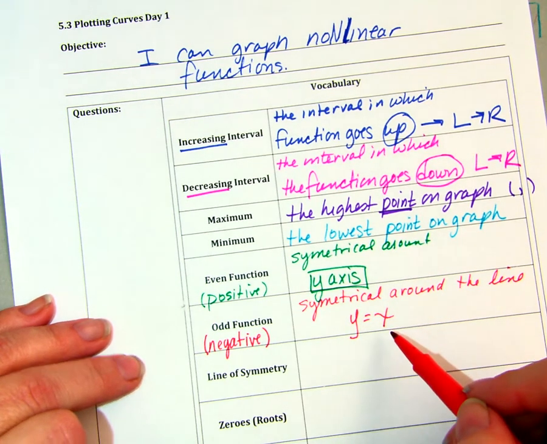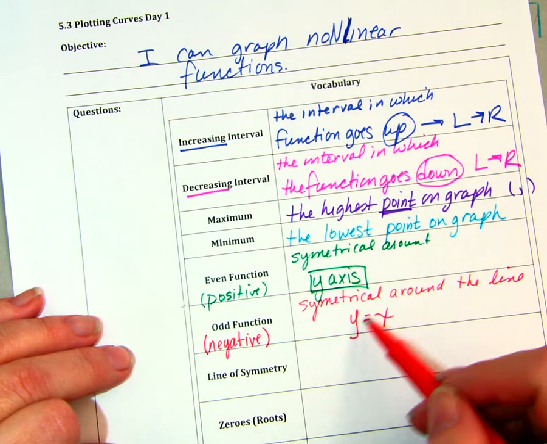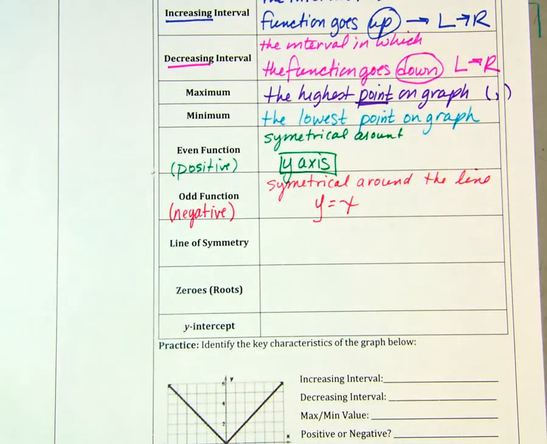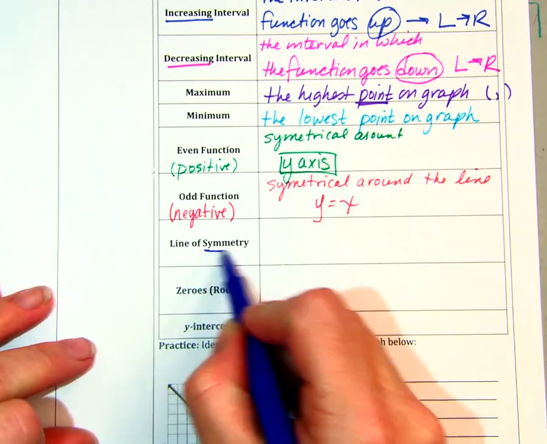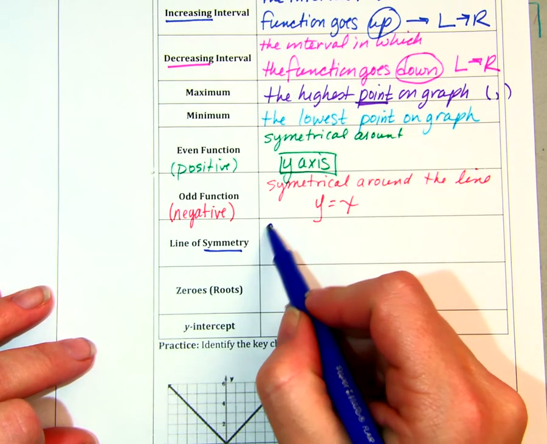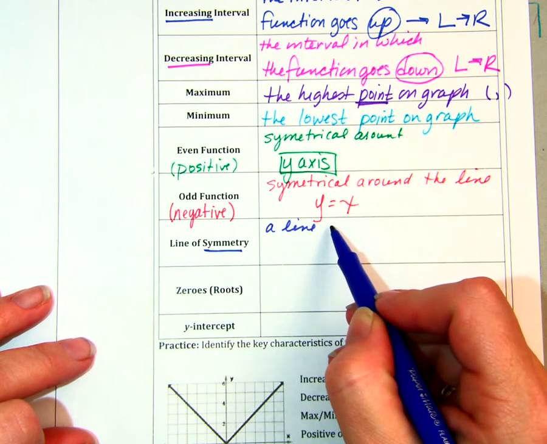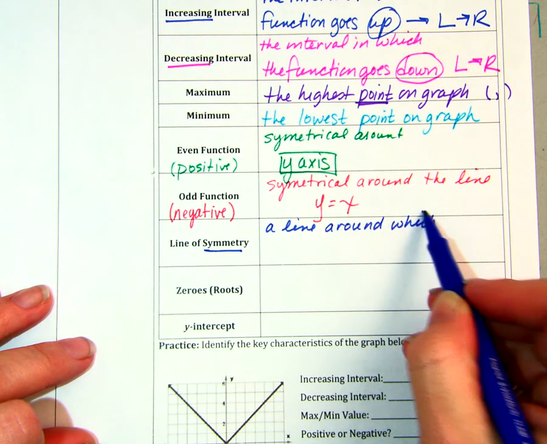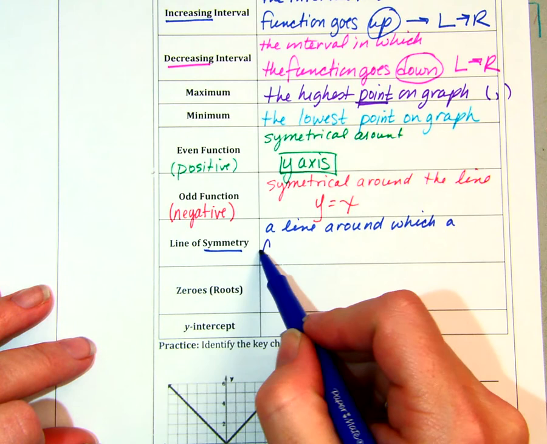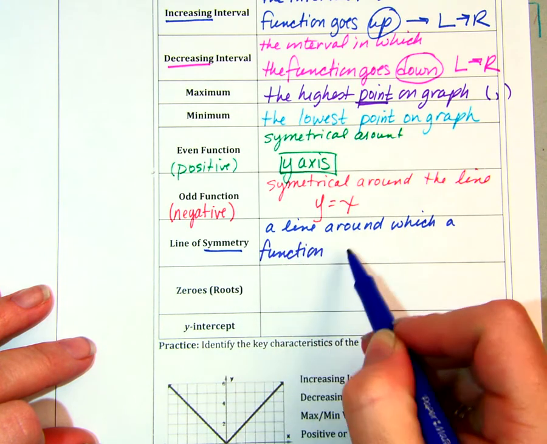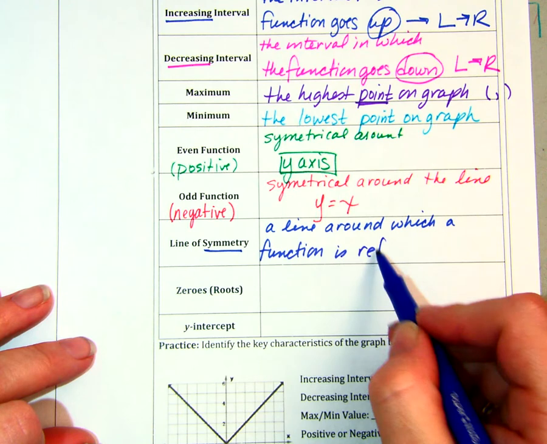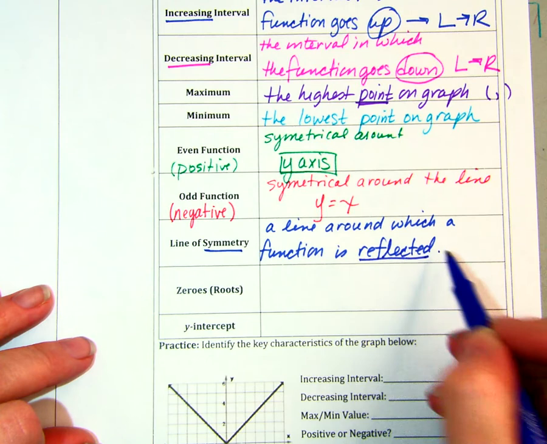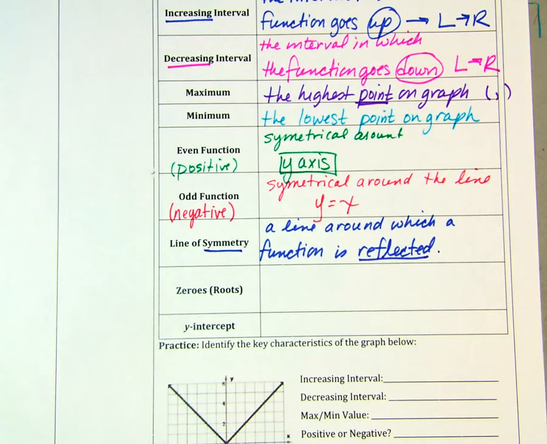y equals x. And we saw that as we were graphing our inverse function, so you should be familiar with what y equals x is. A line of symmetry. We used the word symmetrical a couple times. Symmetry means a line around which a function is reflected. And we've talked about what it means to be reflected.